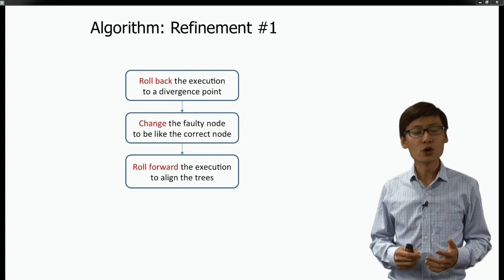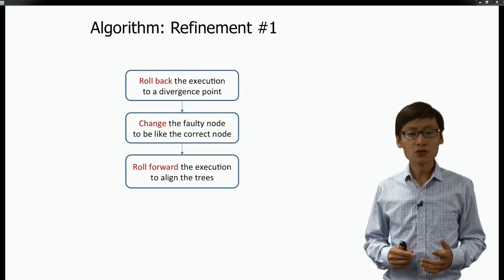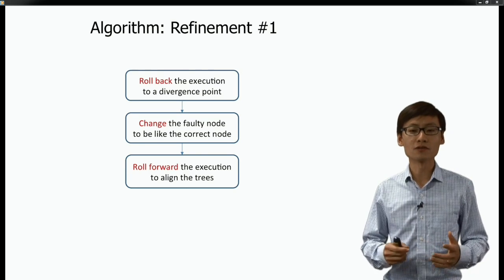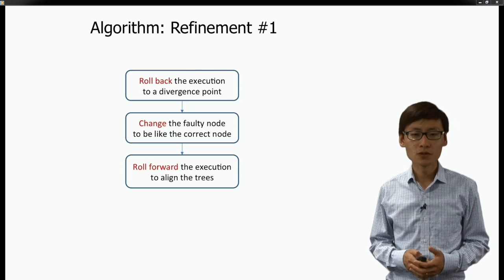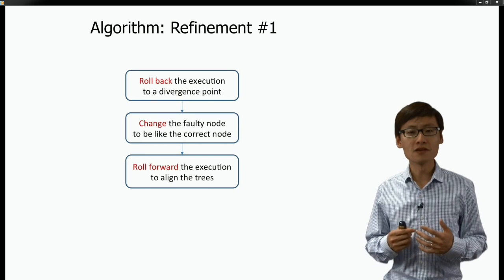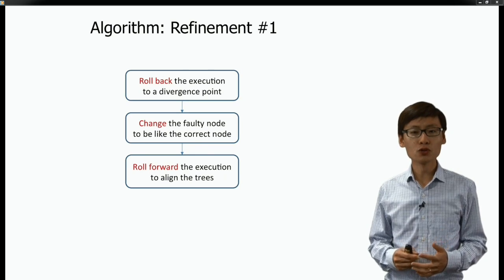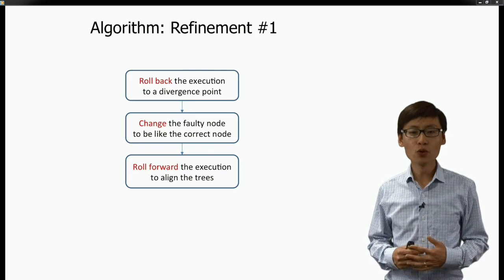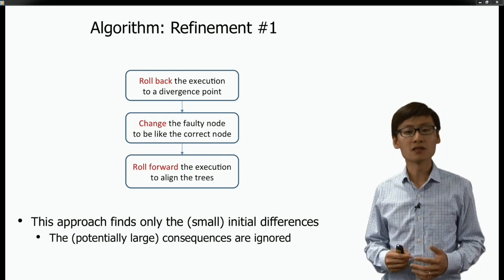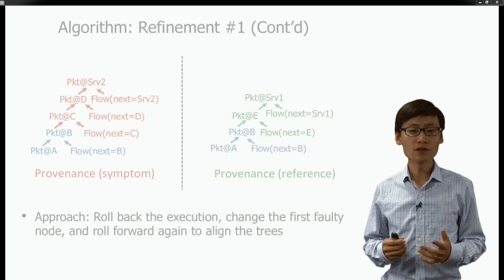To address the previous problem, we observed that provenance describes network execution. Therefore, our algorithm should pinpoint a couple of early differences in the execution and leave out the different consequences that came afterwards. So for this, we take a three-step approach. First, we conceptually roll back the execution to a divergence point. We then change the faulty node to the node on the correct tree, and then we roll forward the execution to align the trees. The benefit of this is that this identifies an initial difference but leaves out the large consequences.